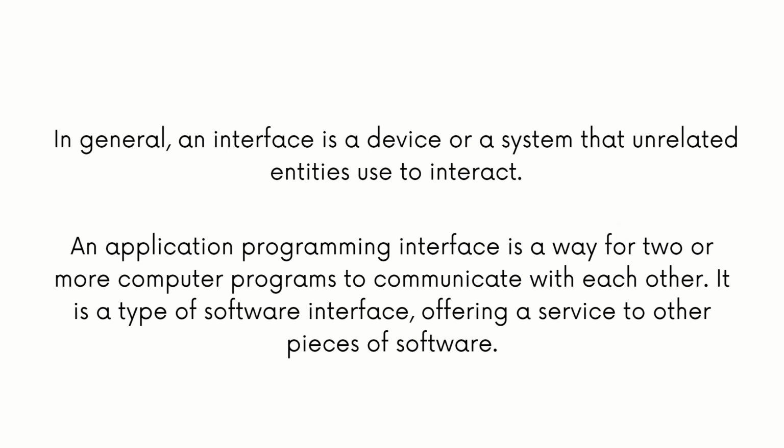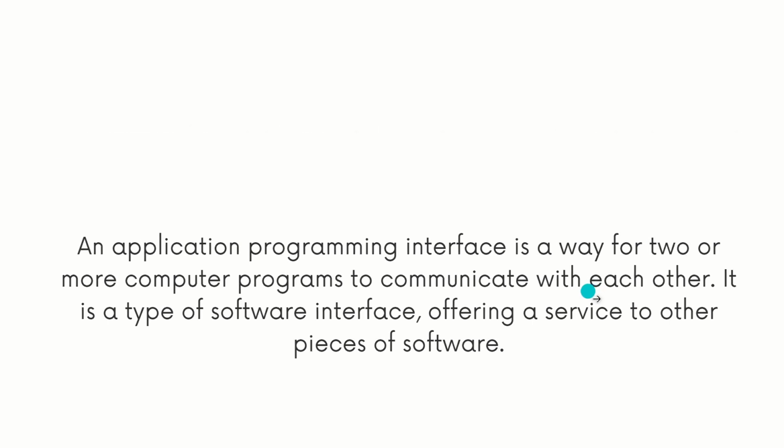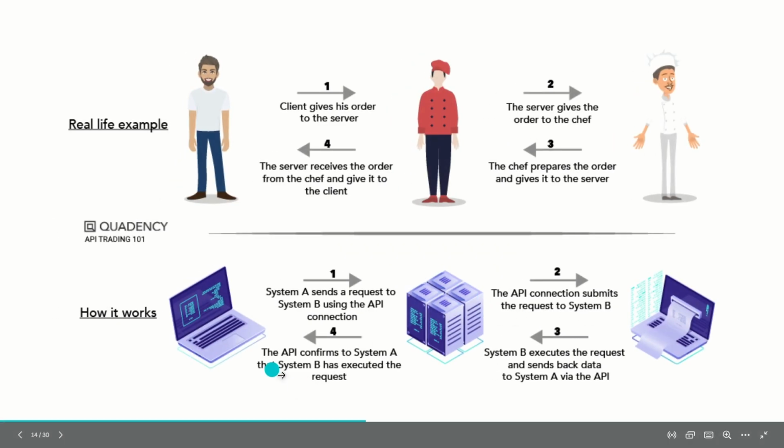And again, interface. Now an interface is in general a device or a system that links unrelated entities, so that they can interact. Now, yes, an API is a way for two or more computer programs to communicate with each other, and it is a type of software interface which offers a service to another piece of software. So let us see how an API works in short.